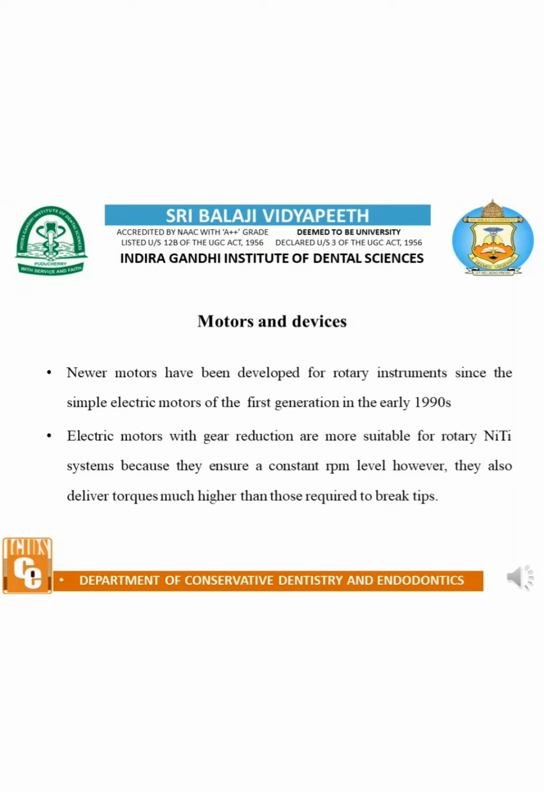Motors and devices. Newer motors have been developed for rotary instruments since the simple electric motors of the first generation in the early 1990s. Electric motors with gear reduction are more suitable for rotary nickel titanium systems because they ensure a constant RPM level. However, they also deliver torques much higher than those required to break tips.